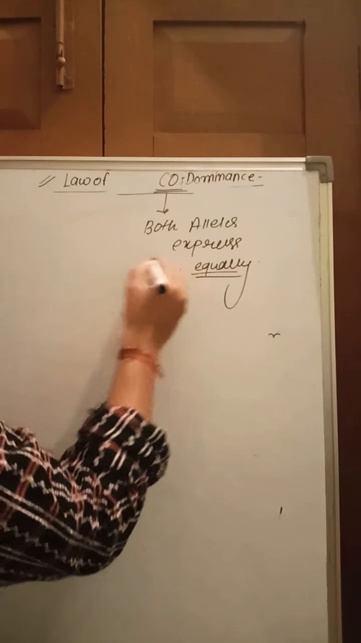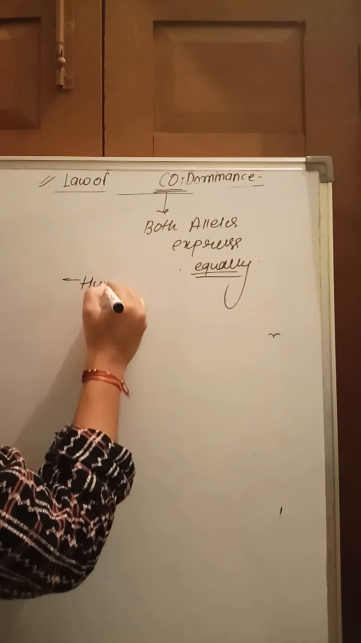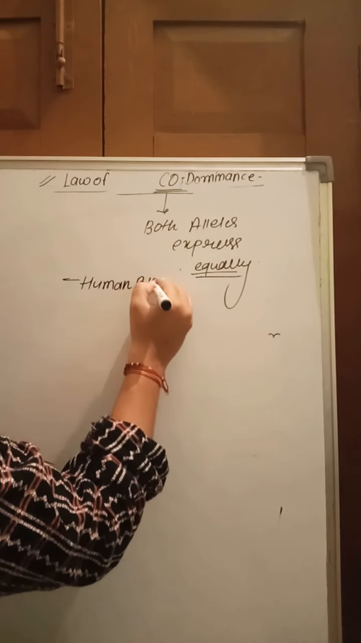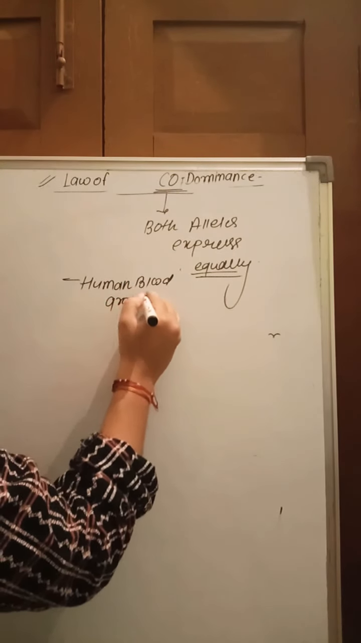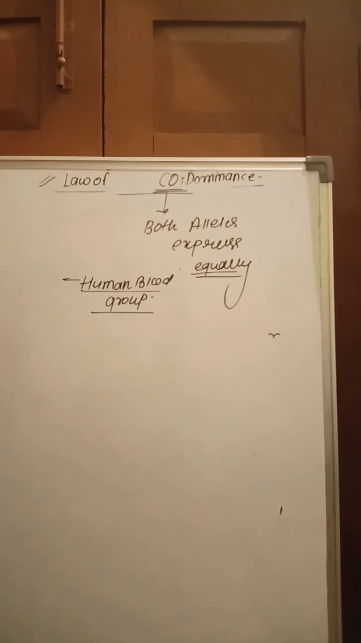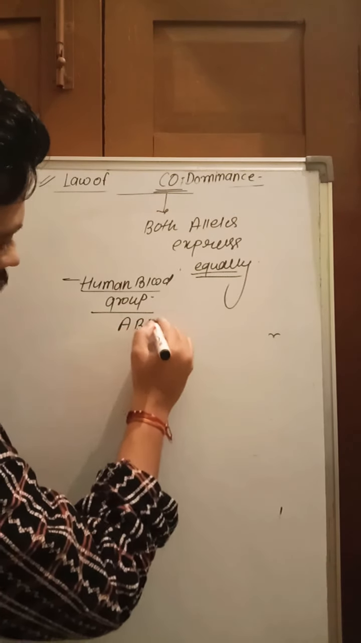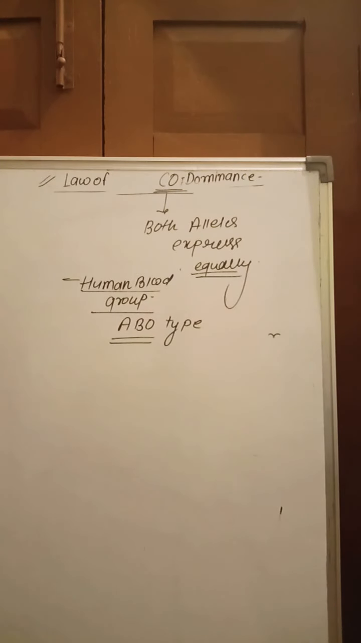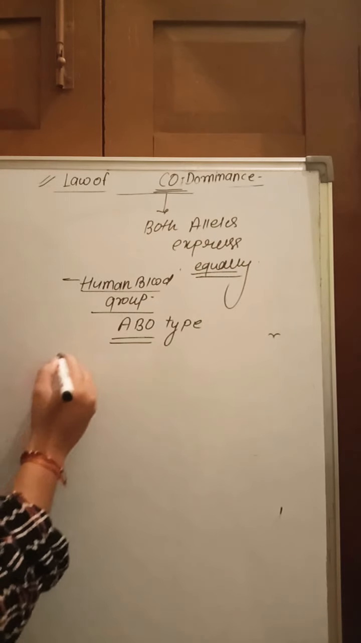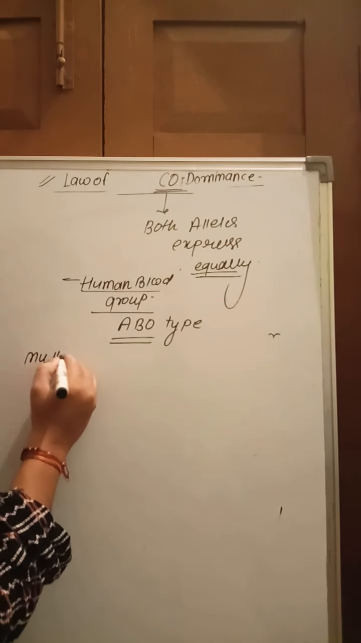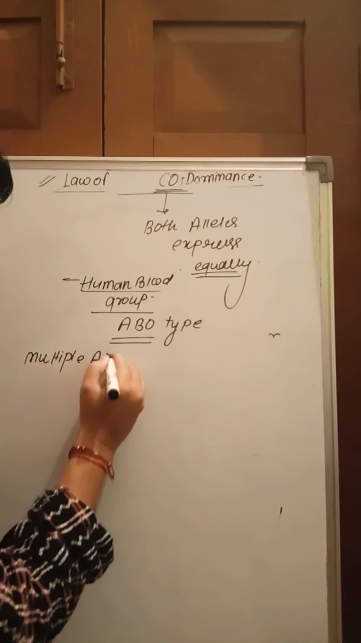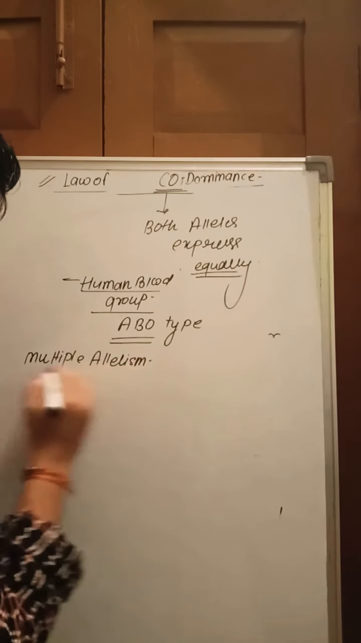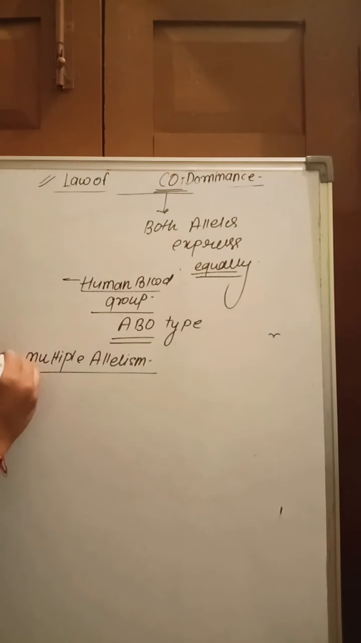So the best example of codominance is the human blood group, that is the ABO type. Which type? ABO type. So how does it show codominance? Human blood group also shows multiple allelism. Multiple allelism. Very important.